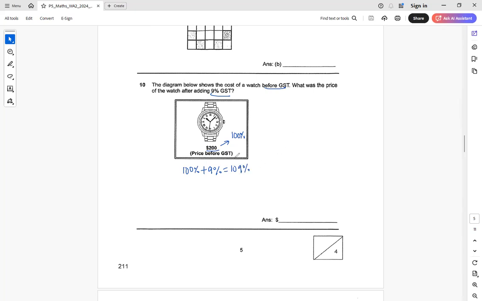For this question, we know that 100% is $200. So let's write it down. 100% is $200. We will use the unitary method, which is like finding units. For the unitary method, you always have to find 1 unit. So in this case, you have to find 1%. Same thing, you take 200 divided by 100. 1% will be $2. And then remember, we are looking for the price after the 9% GST, which is 109%. So to find 109%, I just take 109 times $2. We will get our answer, $218.